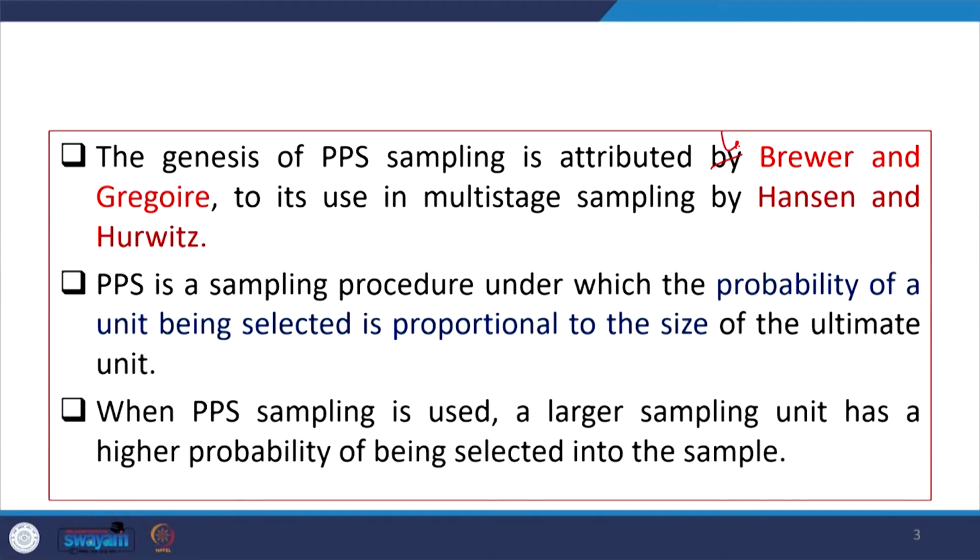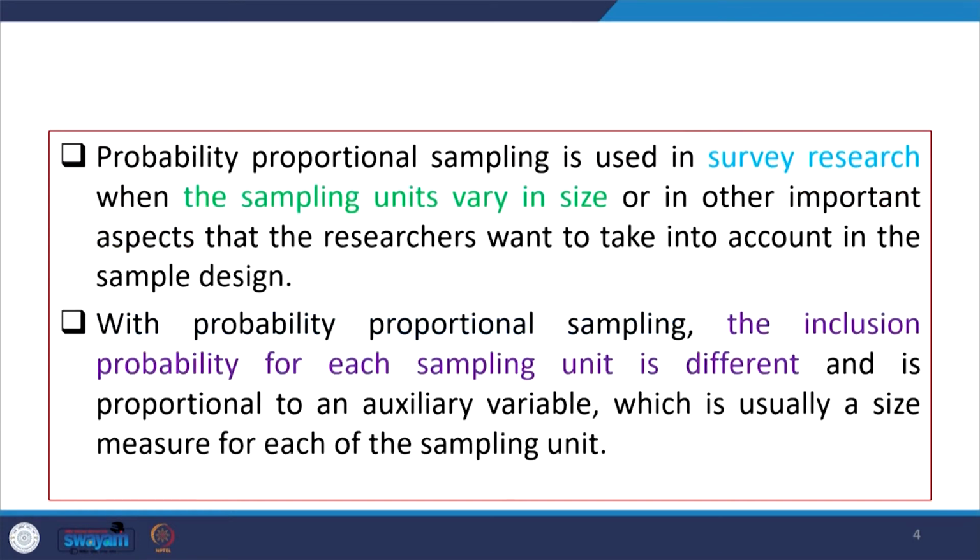The genesis of PPS sampling is attributed to Brewer and Gregoire, and to its use in multi-stage sampling by Hansen and Hurwitz. PPS is a sampling procedure under which the probability of a unit being included is proportional to the size of the ultimate unit. When PPS sampling is used, a larger sampling unit has a higher probability of being selected into the sample.